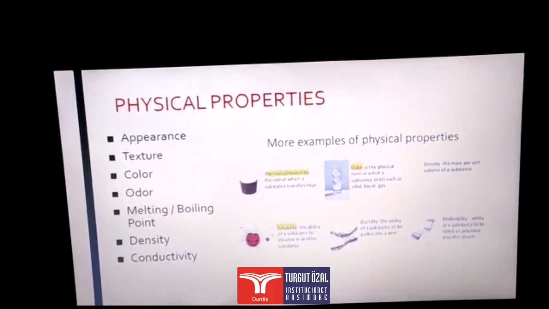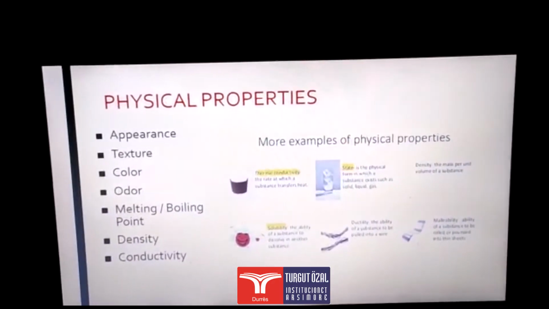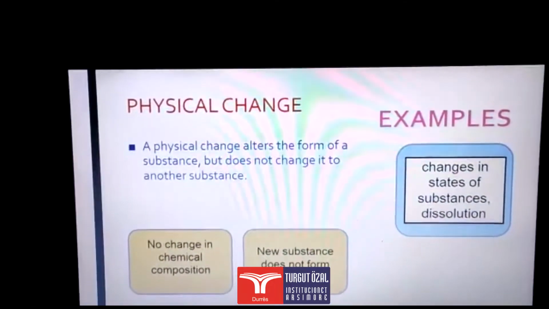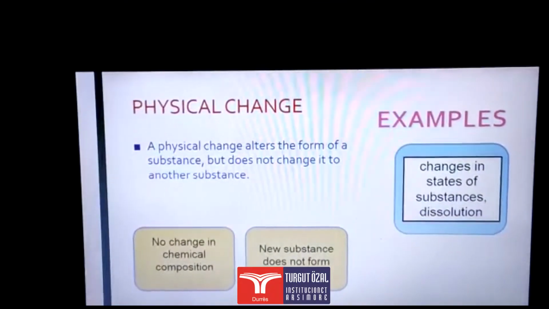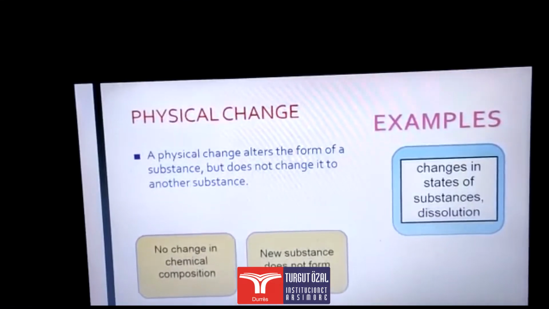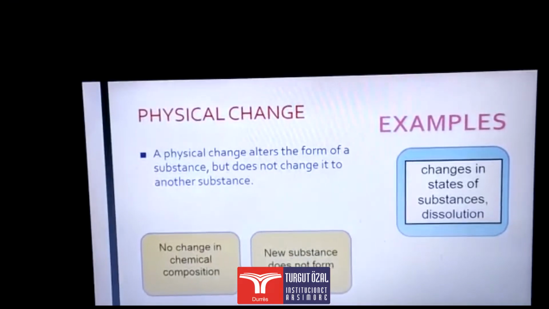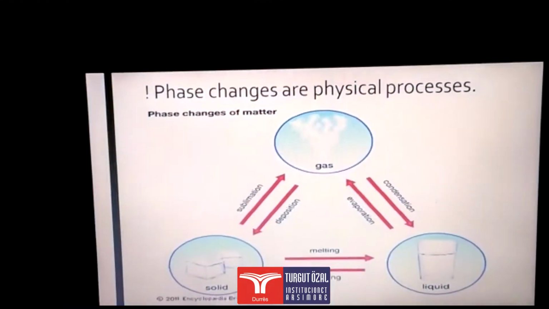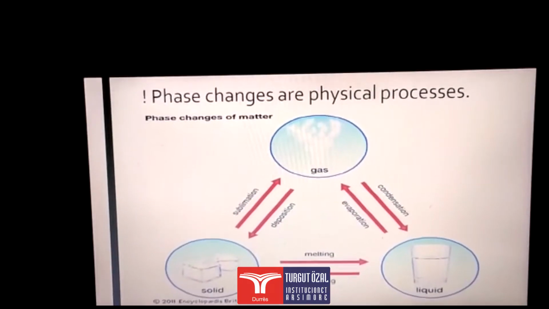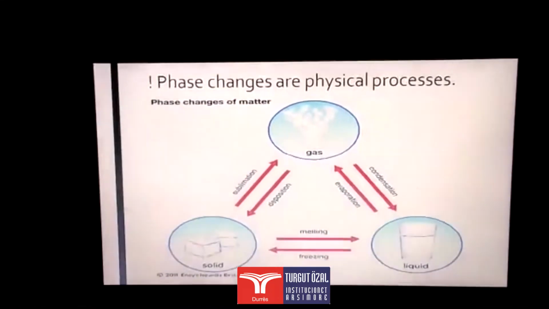Now, going to physical properties. We have appearance, texture, color, odor, melting and boiling point, density, conductivity. Physical change. What is a physical change? A physical change alters the form of a substance but does not change it into another substance. Changes in state or dissolution of a substance. No change in chemical composition, no new substance is formed. Phase changes are physical processes. For example, when we turn gas into liquid, liquid into solid, or vice versa.